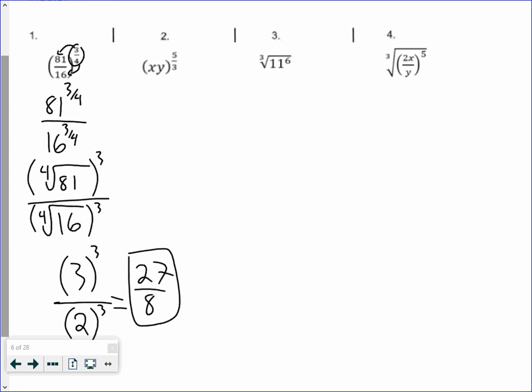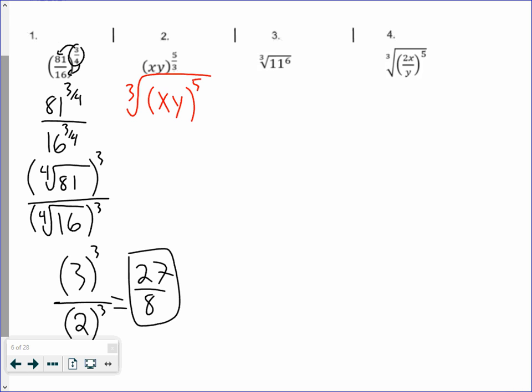And now for number 2, we have xy all raised to the 5 over 3 power. So we're going to work this out as well. We want to change this rational exponent to a radical expression. So we can rewrite this as xy all to the 5th power, and the 3rd root of all of that.